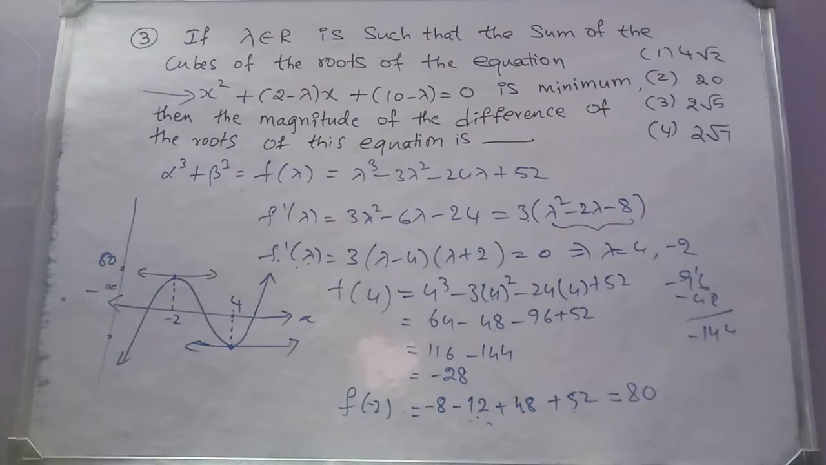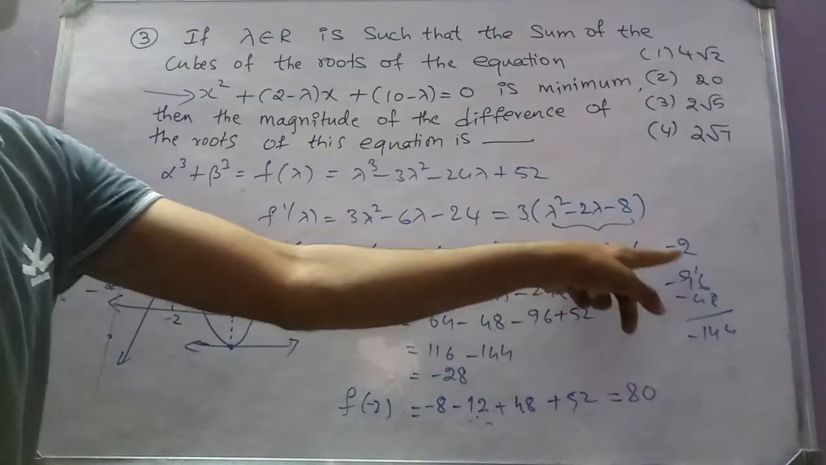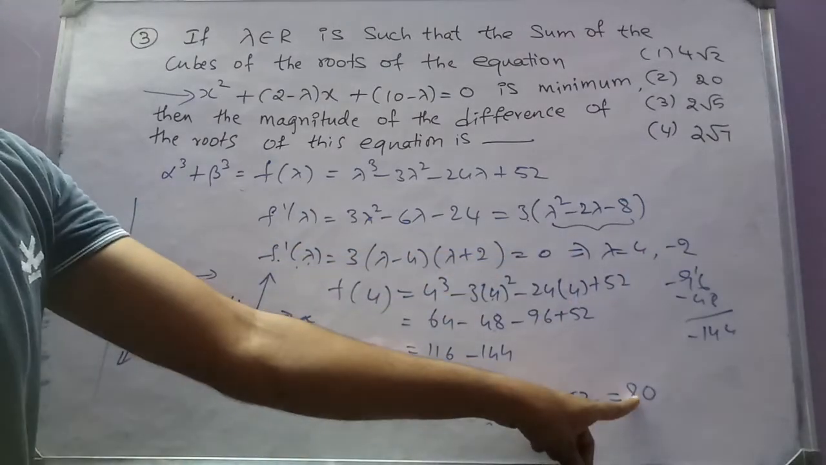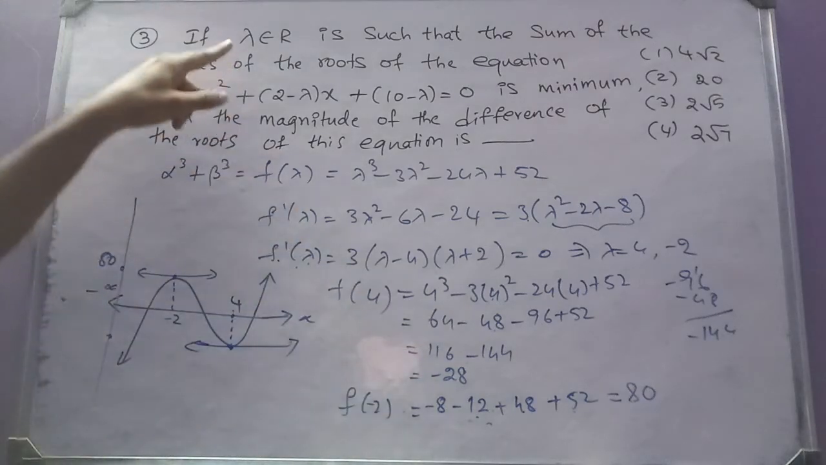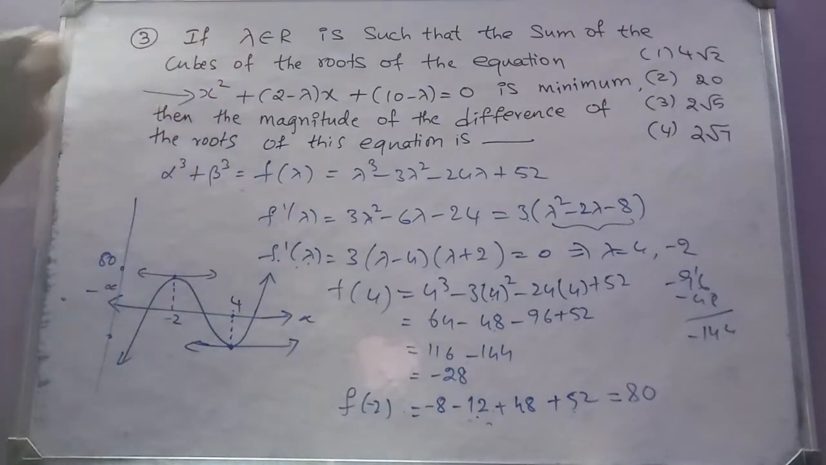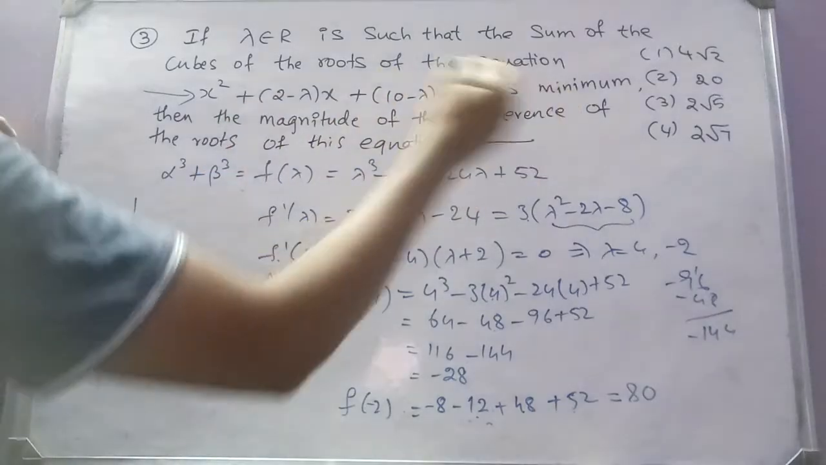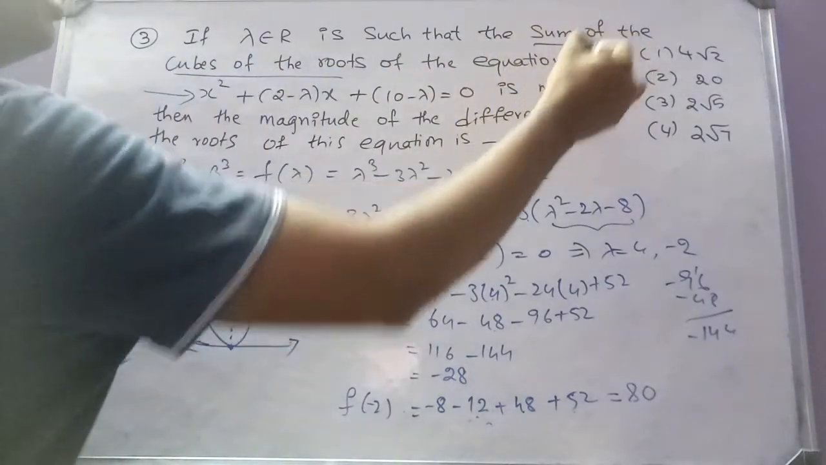So clearly you can observe that at lambda is equal to minus 2, you are getting a maximum value, and at lambda is equal to 4, you are getting a minimum value. The question says we are supposed to consider the value of lambda where the sum of the cubes is minimum.